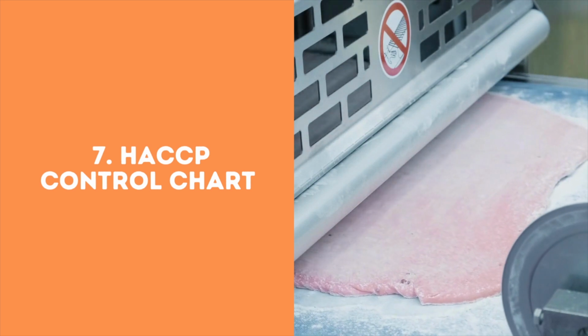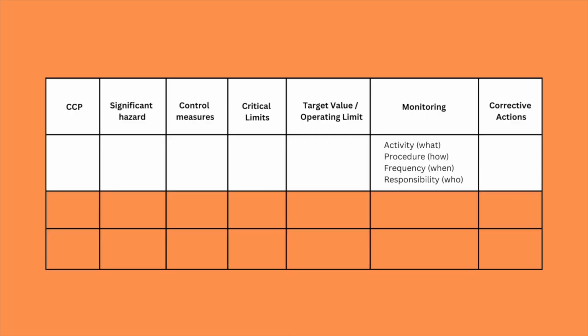7. HACCP control chart. A HACCP control chart can be constructed as follows.